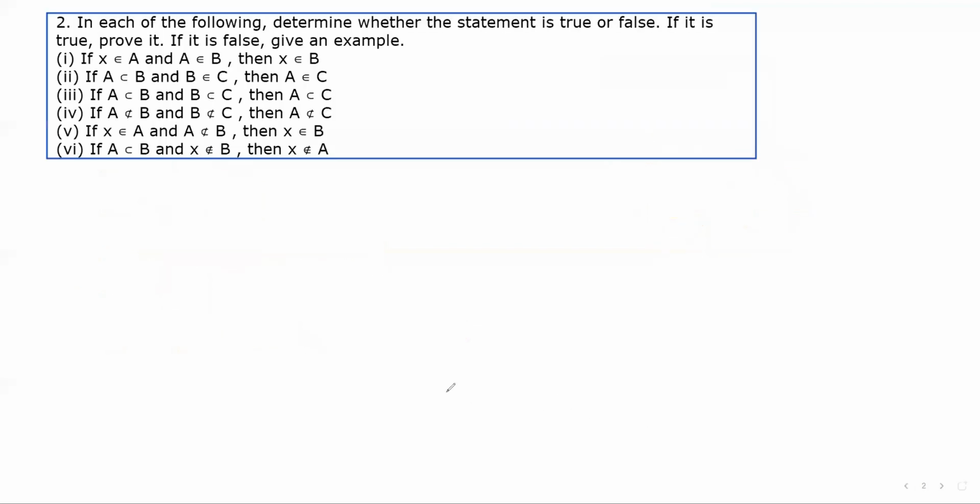Next. In each of the following, determine whether the statement is true or false. If it is true, prove it. If it is false, give an example. So, first statement. If x belongs to A, that means you are considering a set A and x is an element of A. Amongst the different elements, x is an element of A.